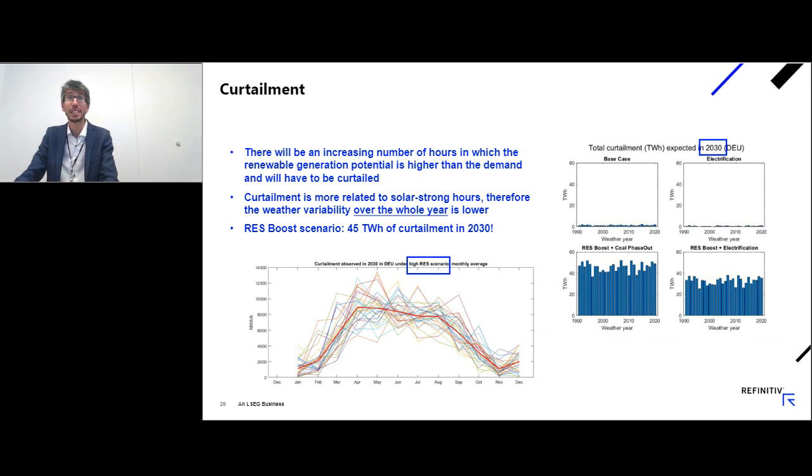especially because curtailment is, as you can see here, a lot more seasonal and a lot more predictable across weather years, because it's more related to solar strong hours than to wind. So it's more predictable, so you can put systems in place to save basically this. But the amount that we were surprised to see is really non-negligible. So in scenarios with renewable boosts, with all this new solar deployed, so these 600 gigs of solar across the European Union, you will get up to 40-45 TWh of curtailment in Germany only. And then we have studied that also across other countries.